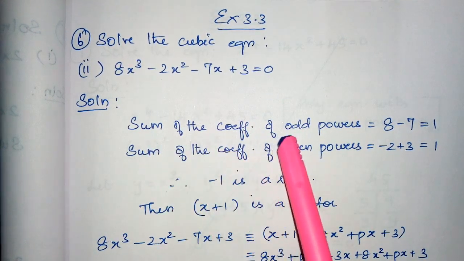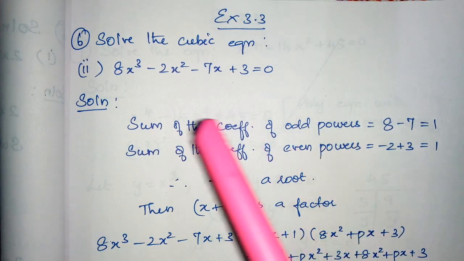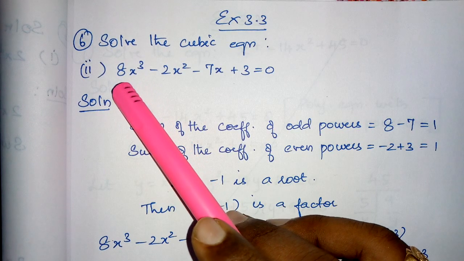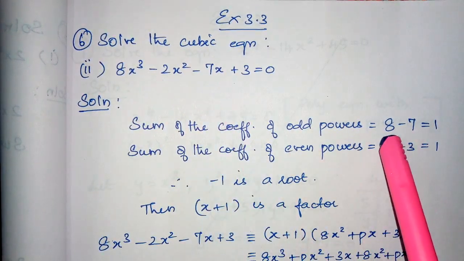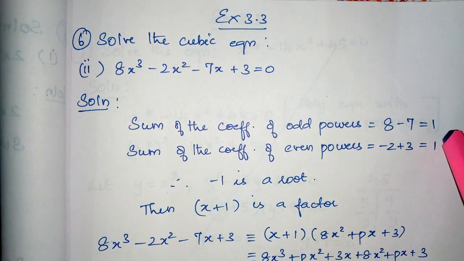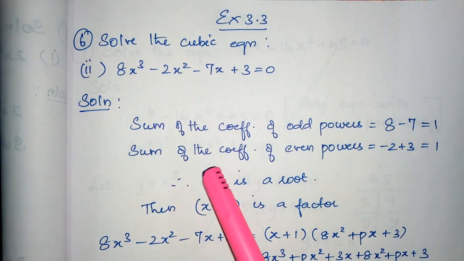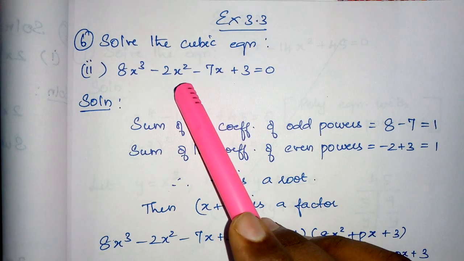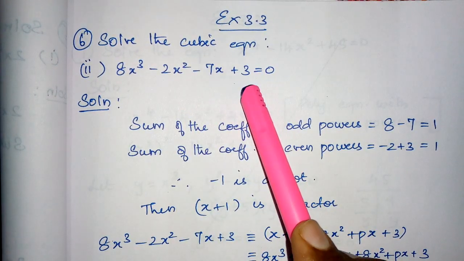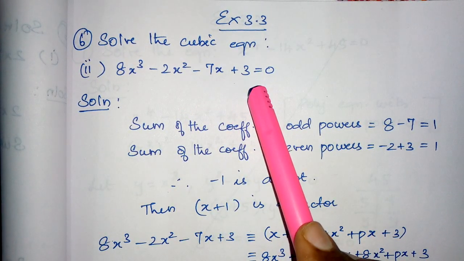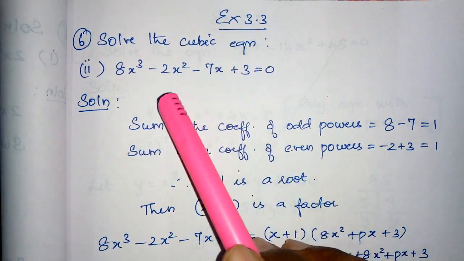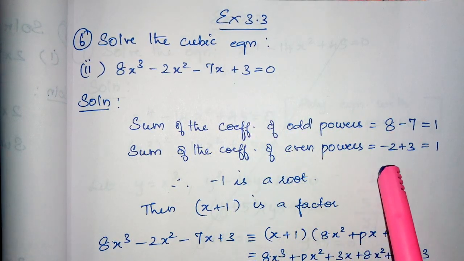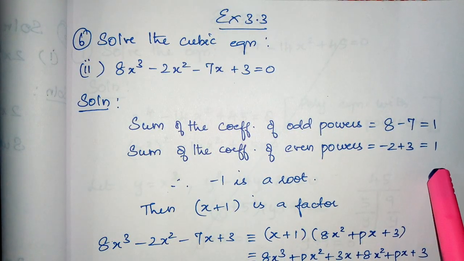The next method is the sum of the coefficients of odd powers. What are the odd powers? x cube and x. Their coefficients are 8 and minus 7, so 8 minus 7 is equal to 1. Similarly, I have to find the sum of the coefficients of even powers. The even powers are x square and the constant term, since the constant term has x to the power 0. So the coefficient of x square is minus 2 and the constant term is 3, so minus 2 plus 3 is equal to 1.